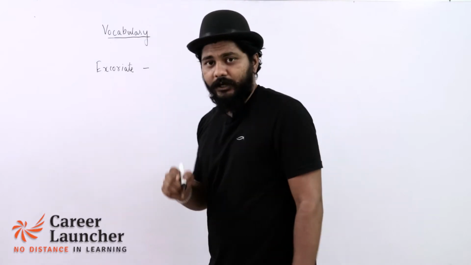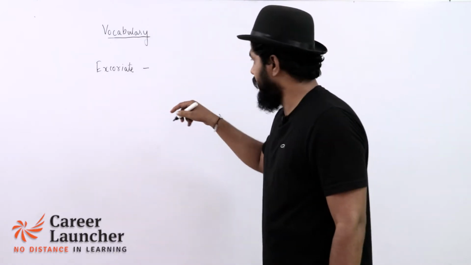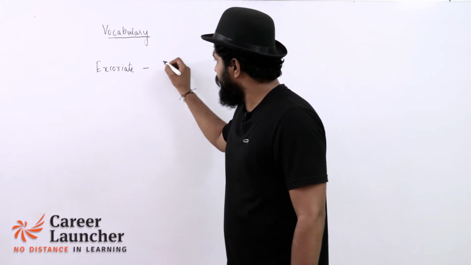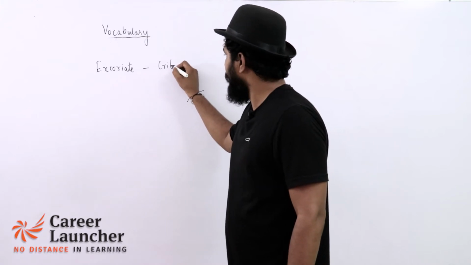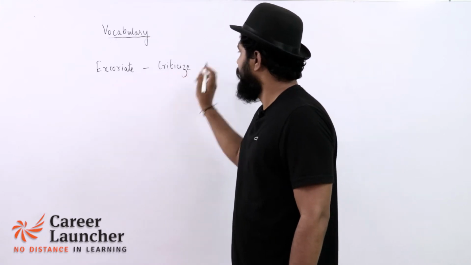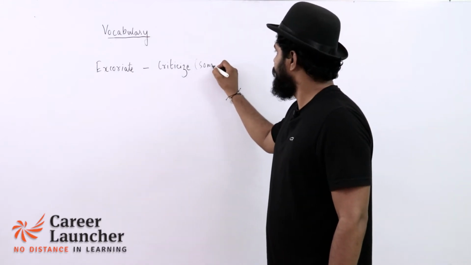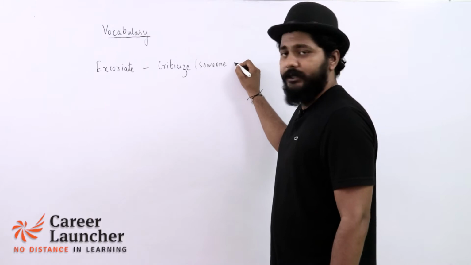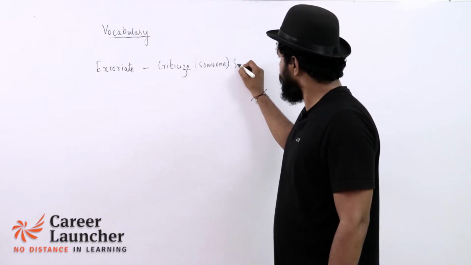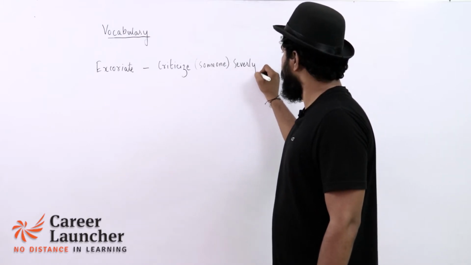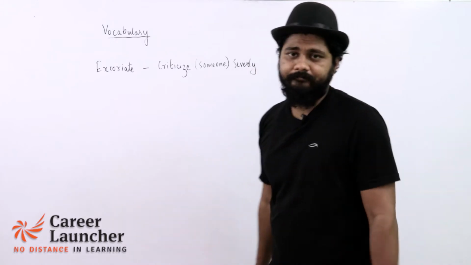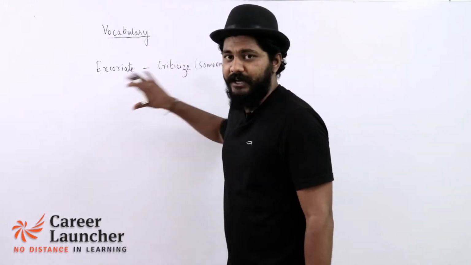This is the word that you type in Google and Google tells you the meaning of the word. Google is going to write the meaning of this word is: criticize someone severely. This is the meaning of the word.